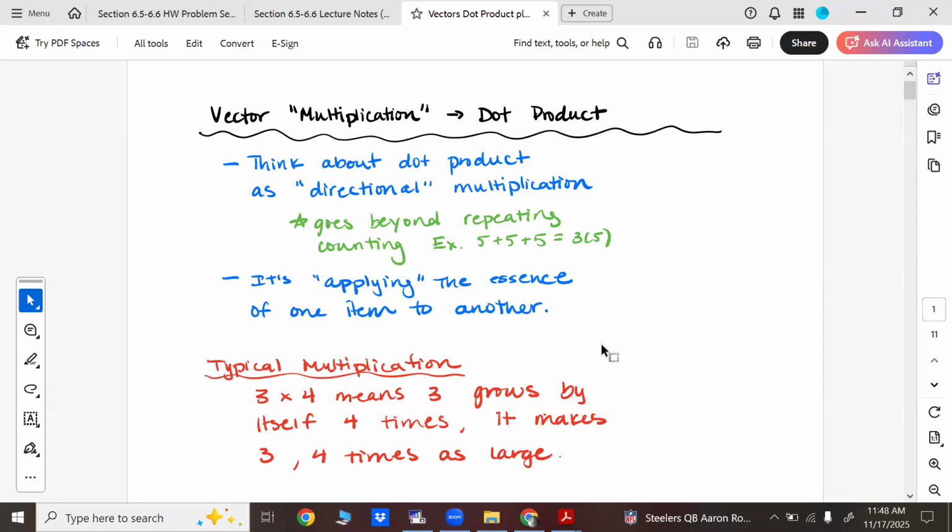It's kind of weird. I mean, obviously we know 5 plus 5 plus 5 is 3 times 5. So it's kind of like that a little bit. It's applying the essence of one item to another. So let's go through the math first, and then Ms. York has an analogy that I'm going to use. And she uses Mario Kart. You guys play Mario Kart? Who plays Mario Kart in this room? Anyway, we'll talk about Mario Kart in a little bit.